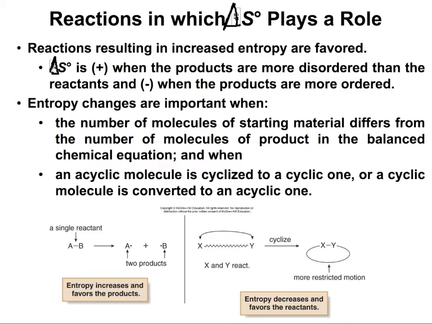And so we've seen some of the reactions where the entropy actually plays a role. So one is when you have one single molecule and you end up with two, because the entropy increases in this case, or the other case is when you have an open chain molecule and it cyclizes, and then at that point the entropy decreases.